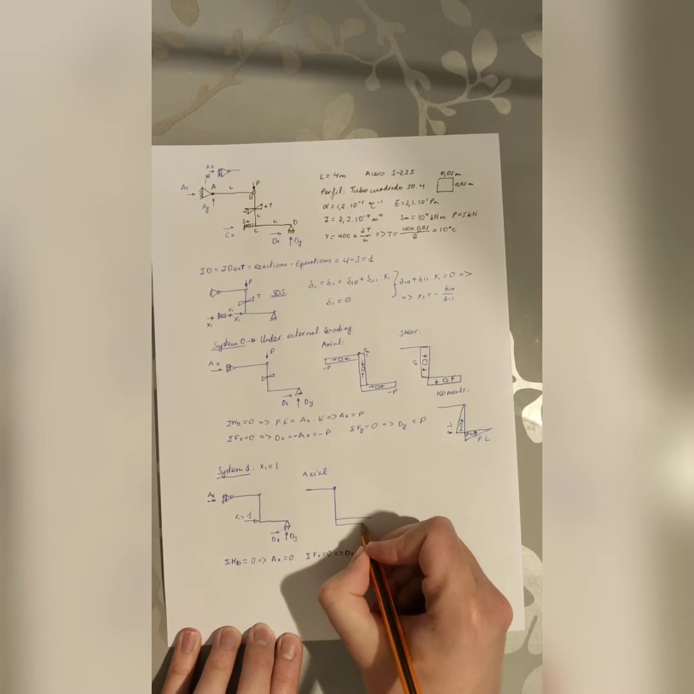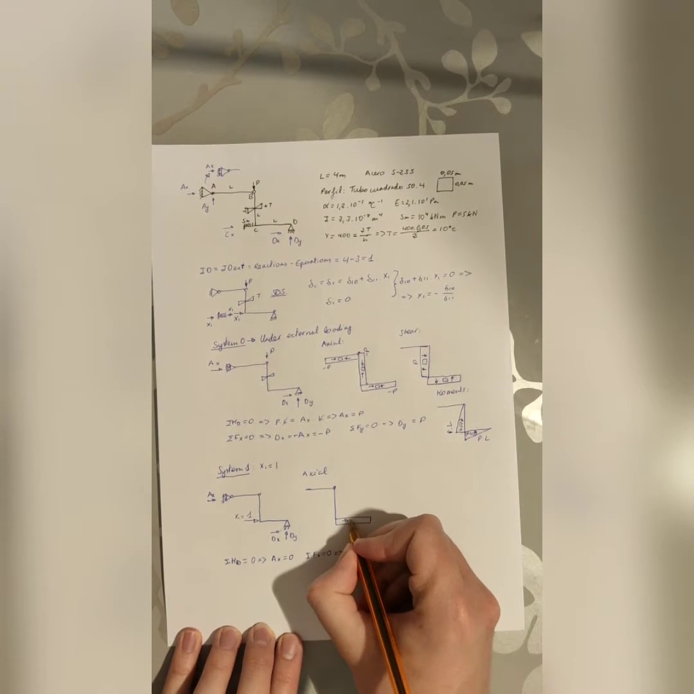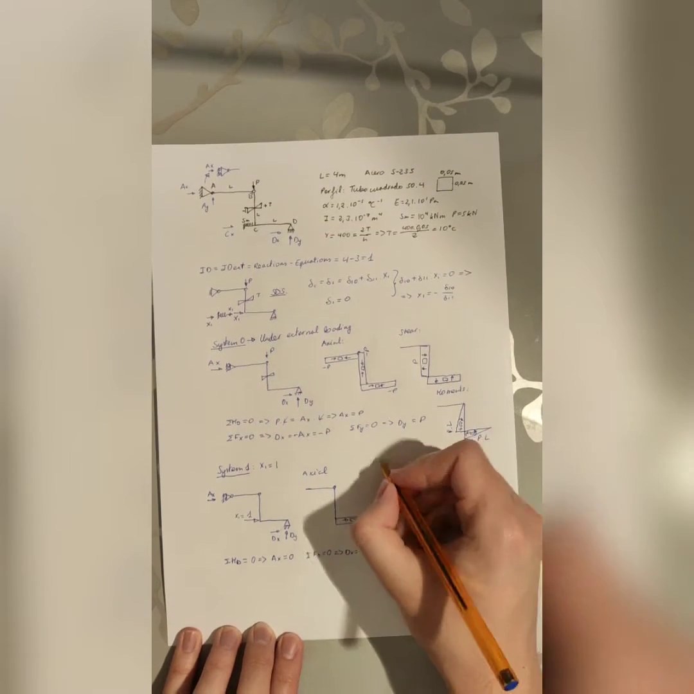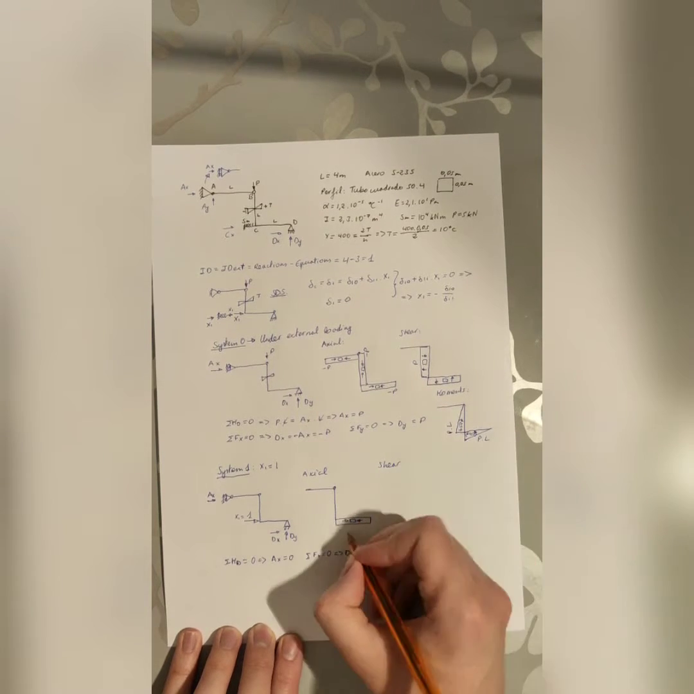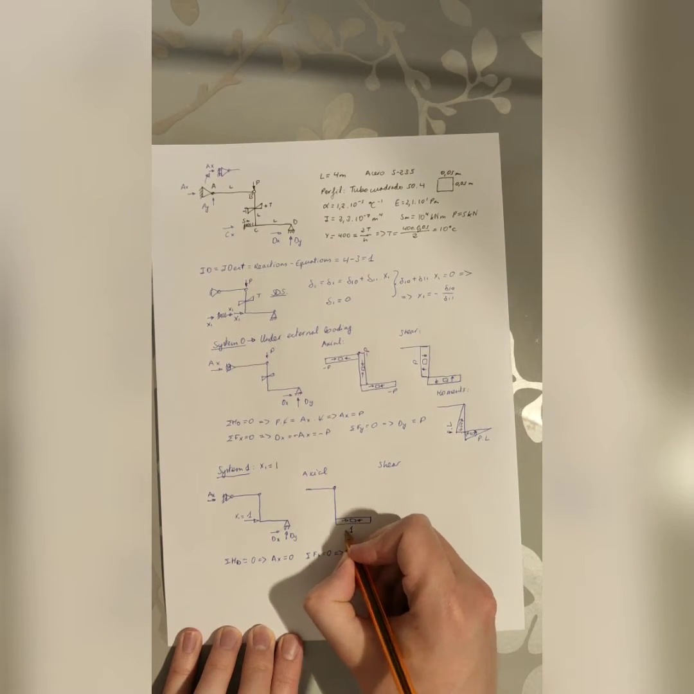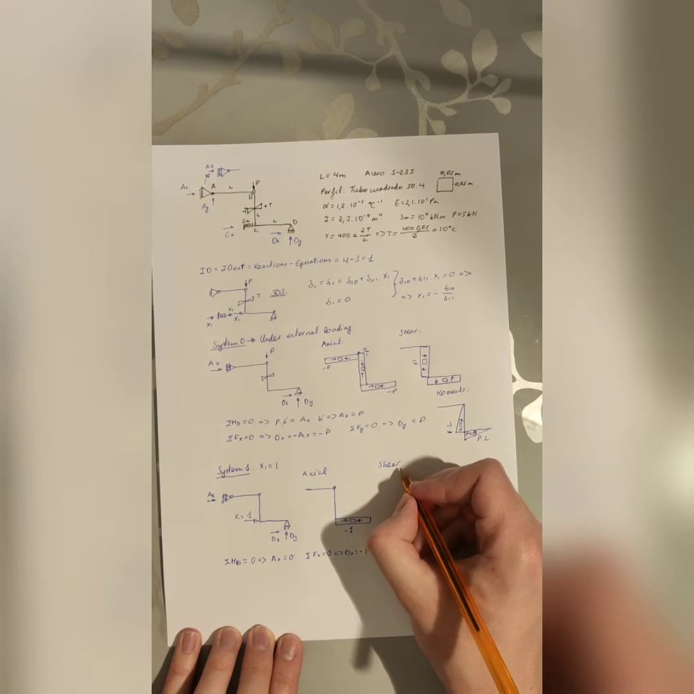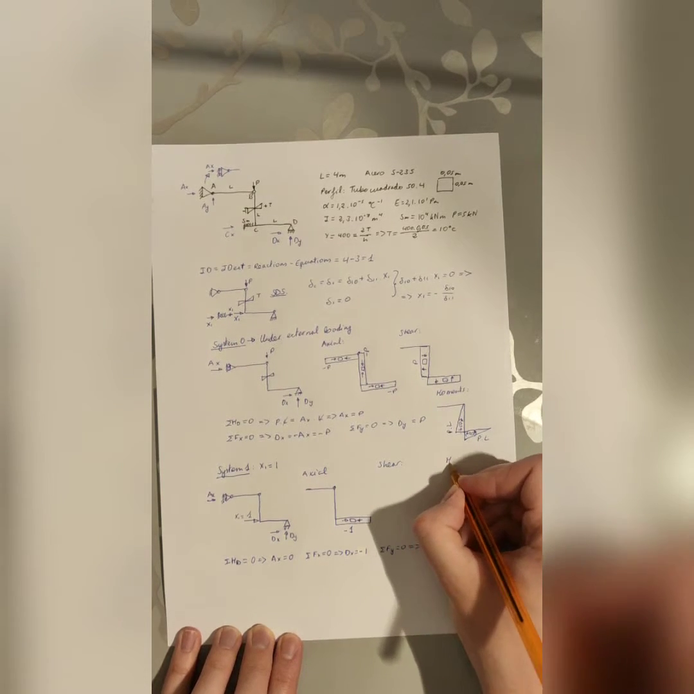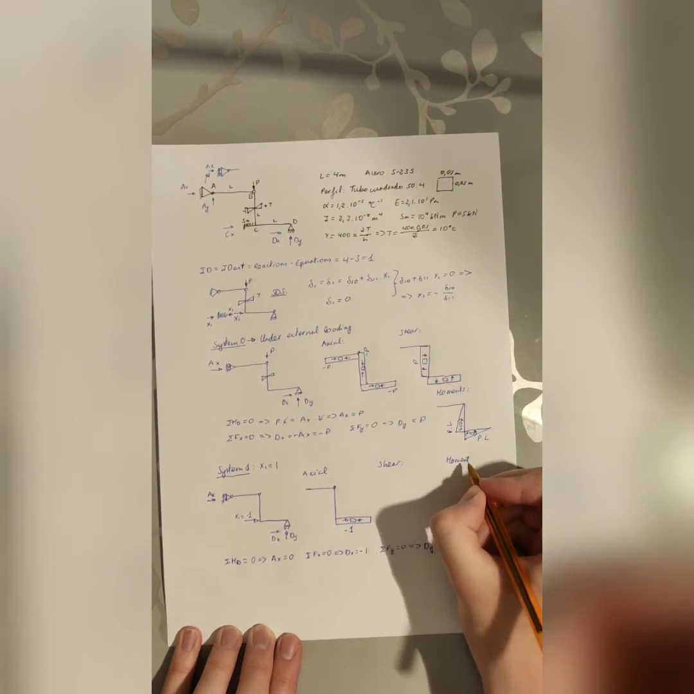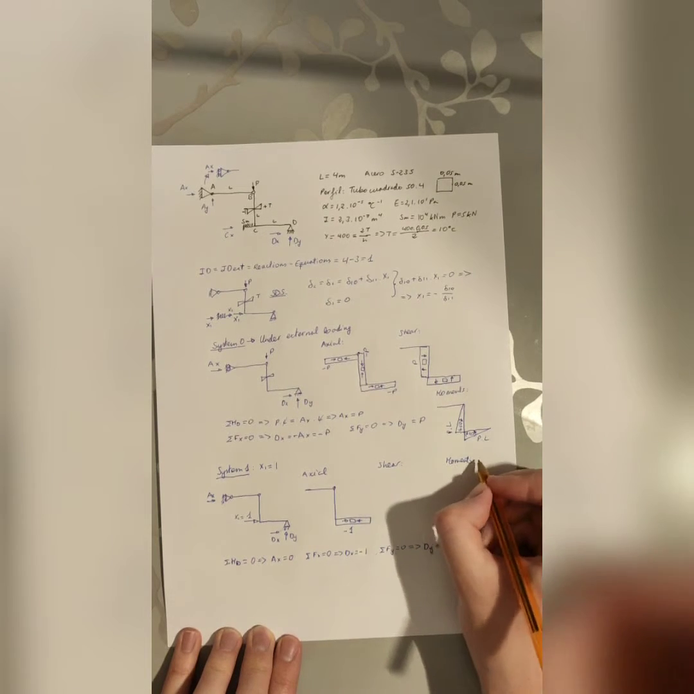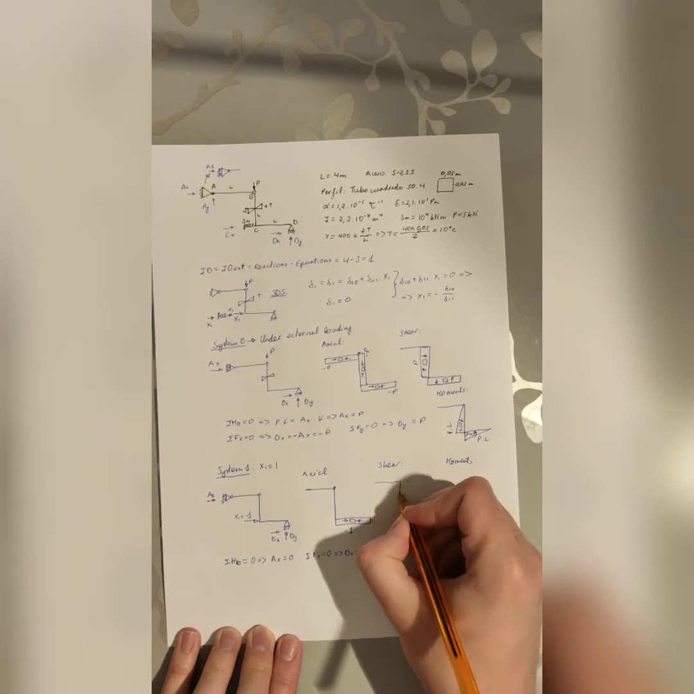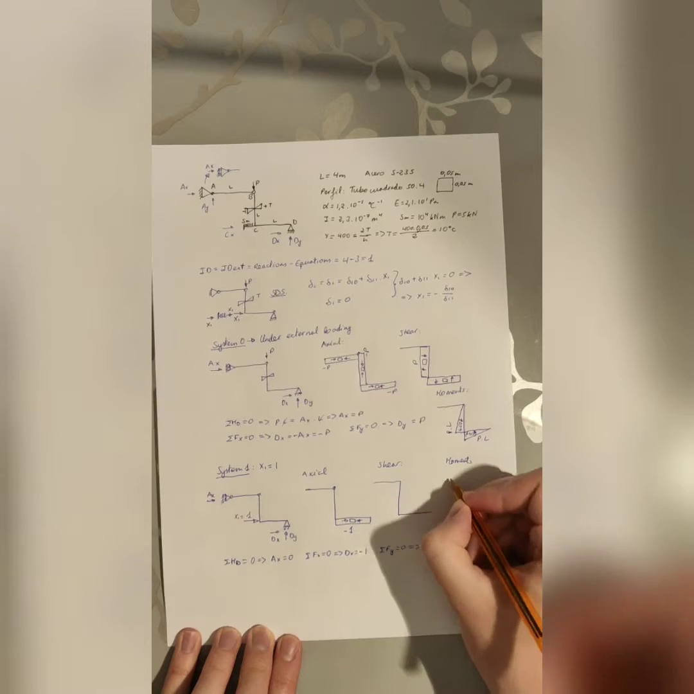Here we have compression of value 1, -1 because of this compression. And then both the shear and the moments diagram are null for both.